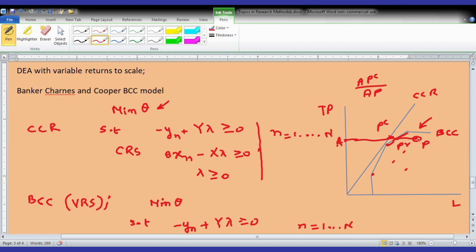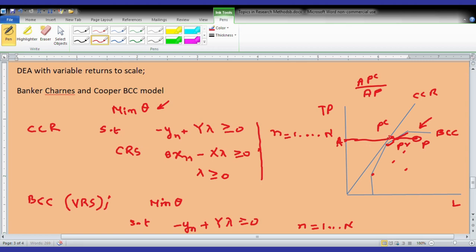So it's not making use of minimum input, and because this point is on the total product curve, this is efficient. And see that as P keeps coming closer and closer to the total product curve, it becomes more and more efficient. Ultimately, if P coincides with PC, then the efficiency ranking will become equal to 1.